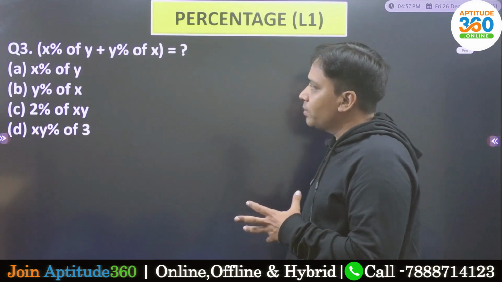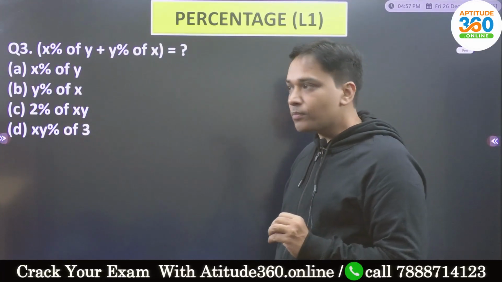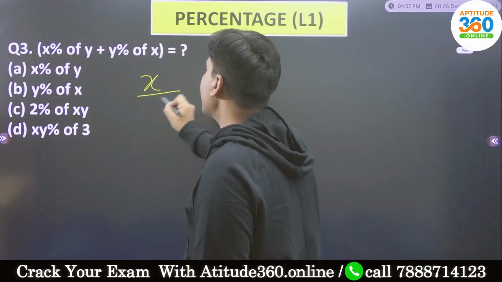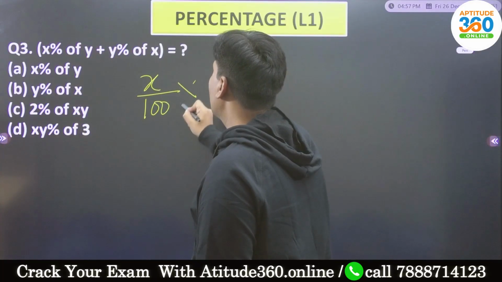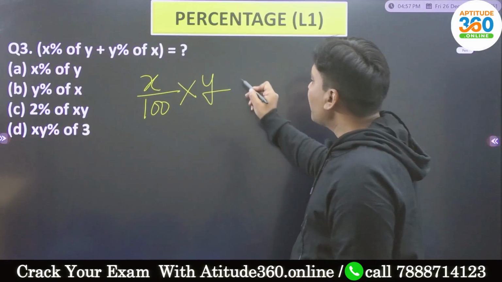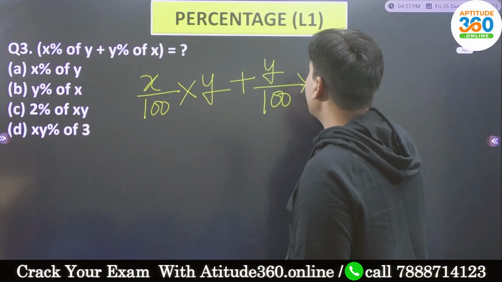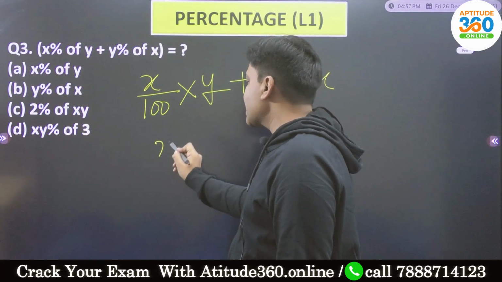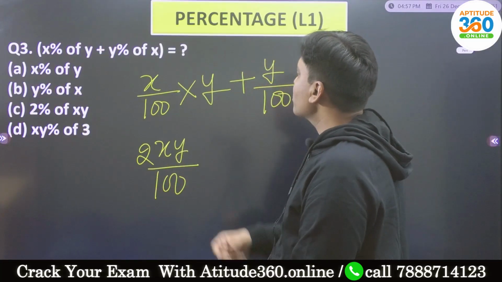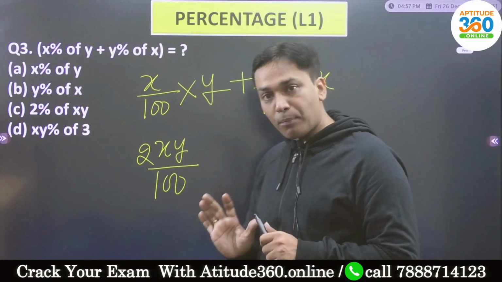How do we solve this problem? X% of y plus y% of x is going to be equal to what? In the very first video, we learned that x% is written as x upon 100. Of is written as a mark of product, plus y% is going to be y by 100, isn't it? Into x. So if you simplify this, it is nothing but xy upon 100 2 times, because this is xy and this is also xy. So that is coming out as 2xy upon 100.